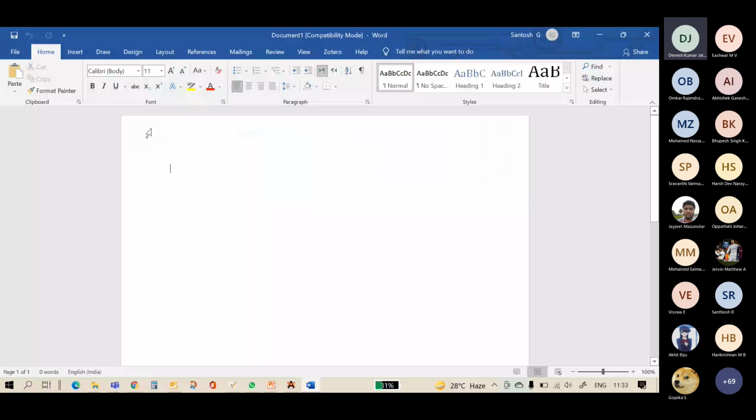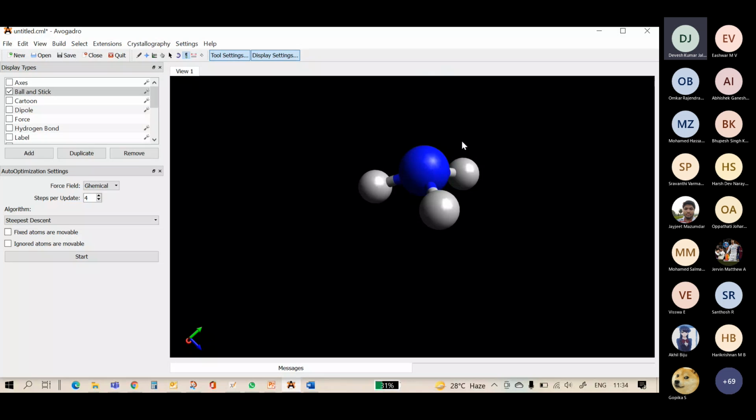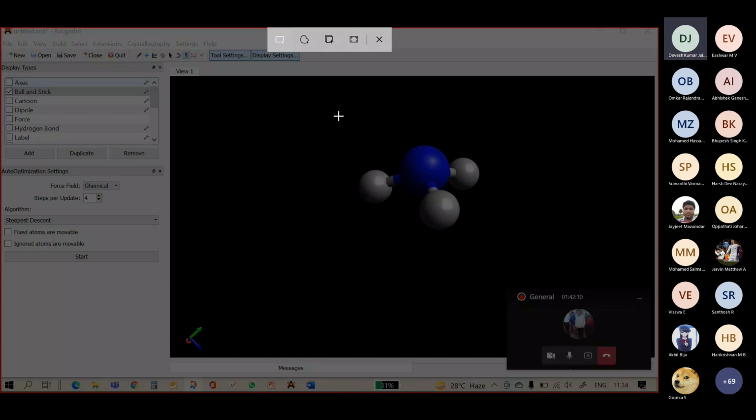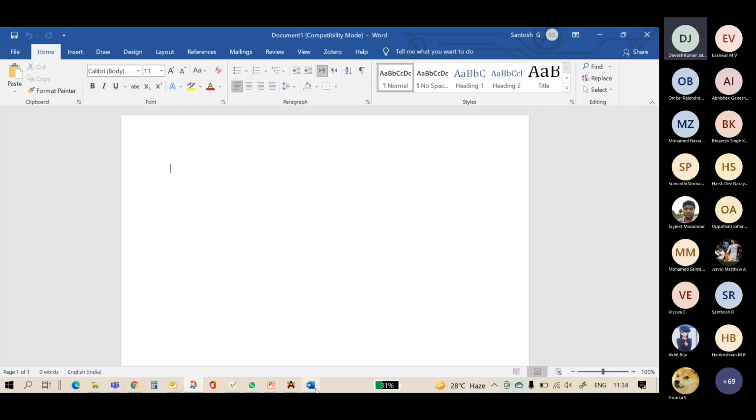A blank document. Okay, so use your snipping tool. Then you take a picture of this, and I copy and paste it here. So I will write ammonia.